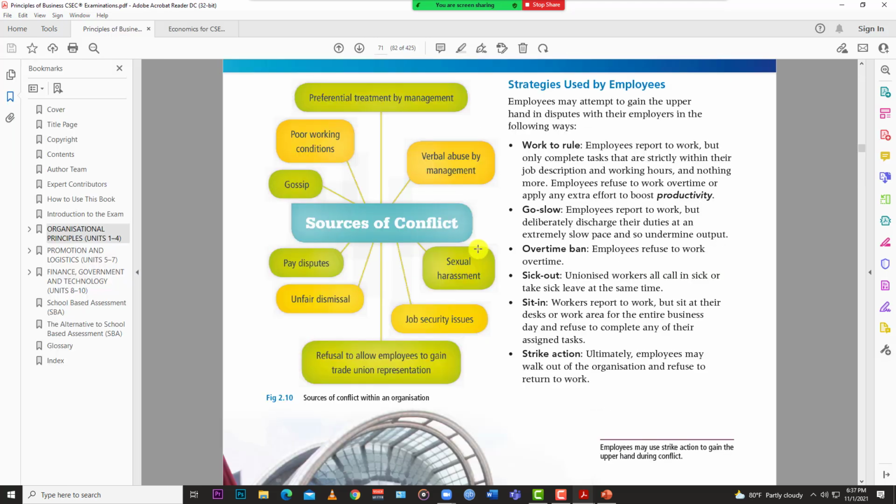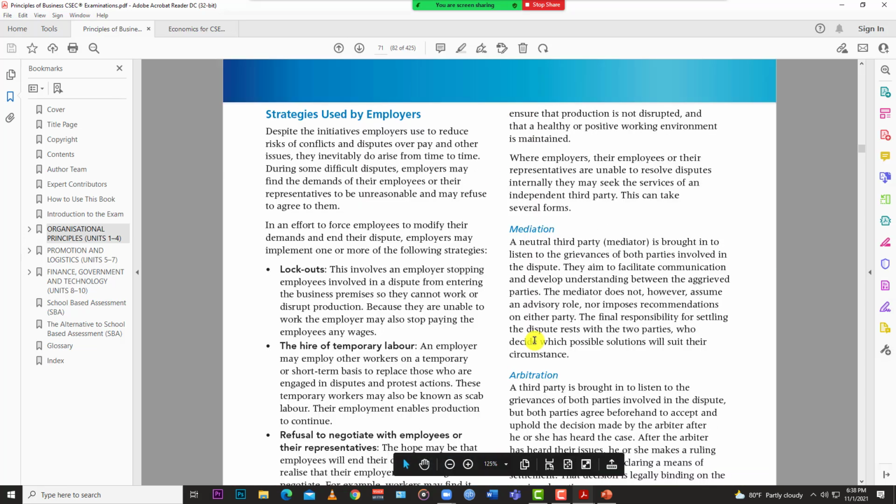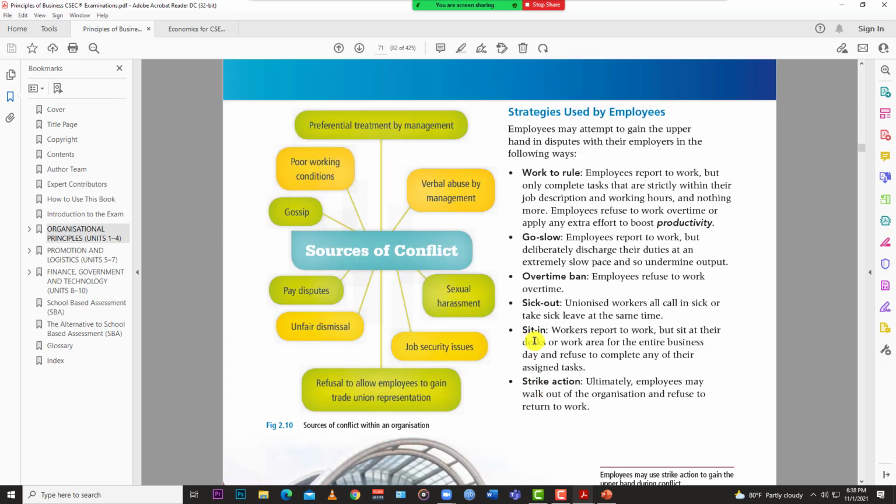Alright, so here we have some strategies used by employees to try and gain the upper hand when you have any conflicts. So I don't want to ask us to list, so we don't really have to go into the outline or the explanation. So we have work to rule, go slow, overtime ban, sick out, sit in, and strike. Alright, so those are some of the things that the employees can use to try and get the upper hand when we have conflicts. You have strike, sit in, sick out, overtime ban, go slow, work to rule.